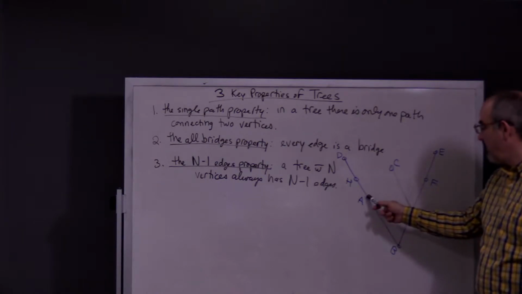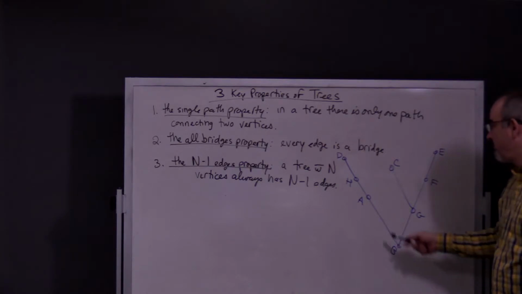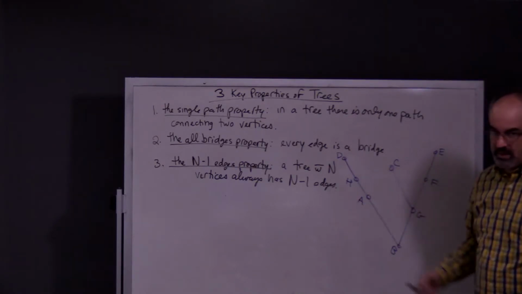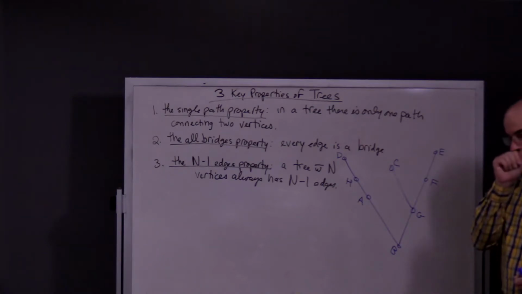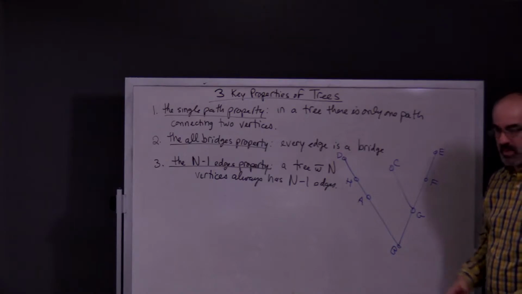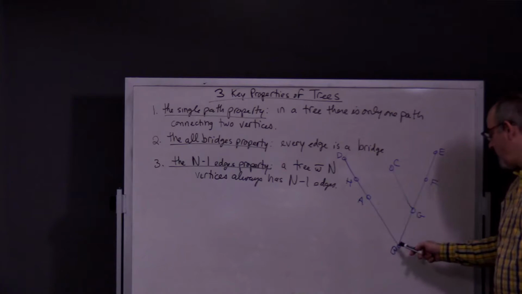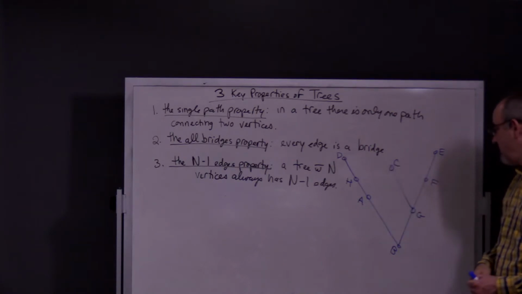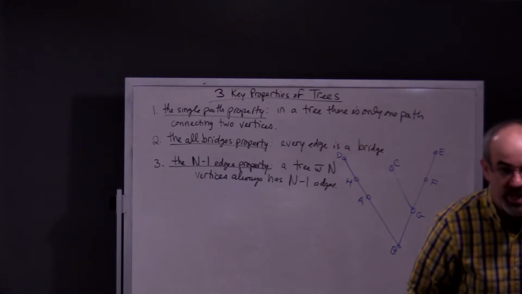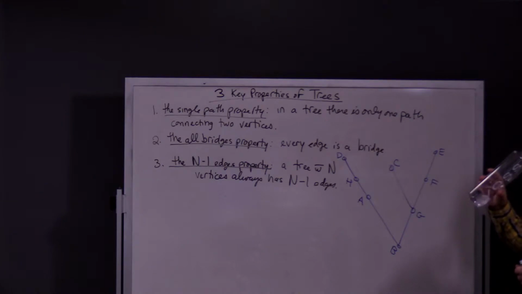You have to go to A, then H, then D. There's no other way to get from B to D. You can't go to G, then C, then to D. If you could, there would be a circuit, and then it wouldn't be a tree. Okay? There's only one way to get from B to C. You have to go to G, then to C. So that's what the single path property states. There's only one path from a specific vertex to another specific vertex.